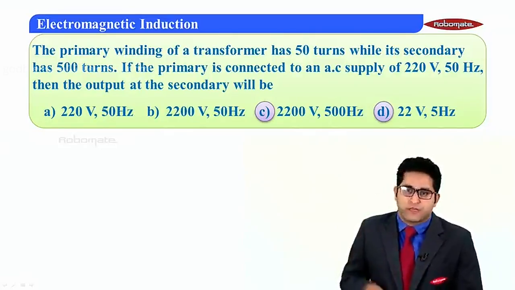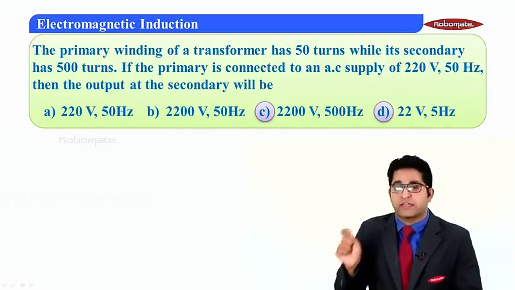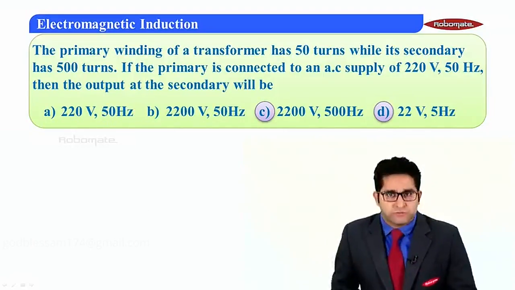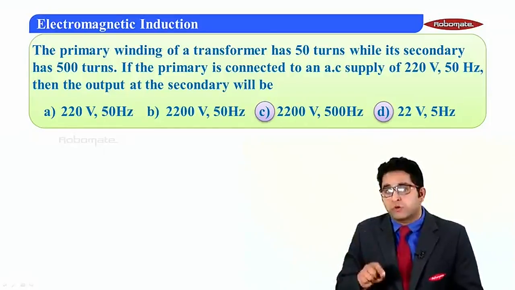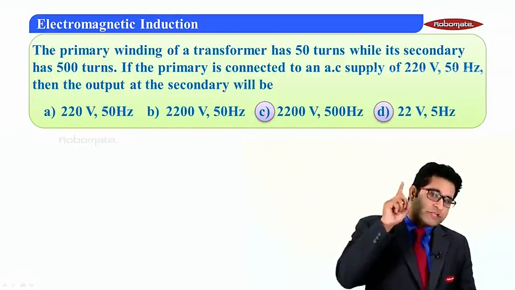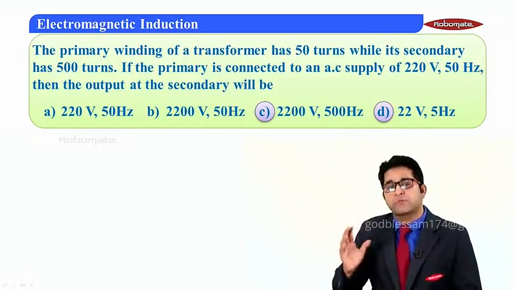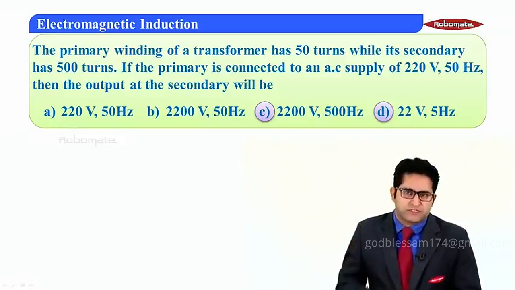Now see the first line carefully. The primary has 50 turns and the secondary has 500 turns. So I can say it is a step up transformer, and so the value of output voltage will always be greater than the input voltage, and in this case the input voltage is 220 volts. So see the options carefully. Technically, option B is the correct answer in this particular situation.